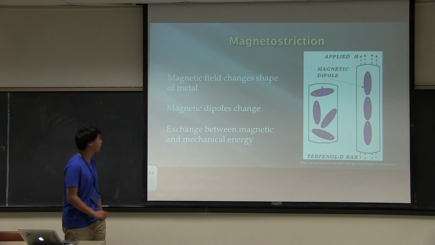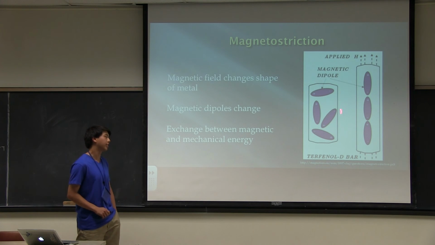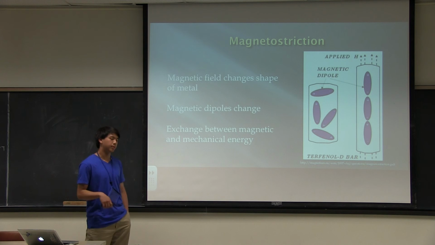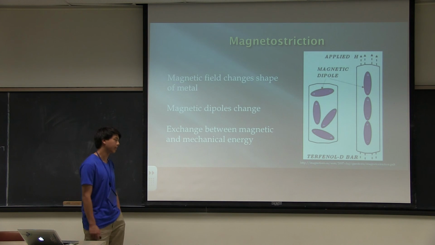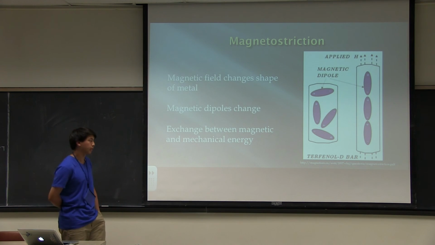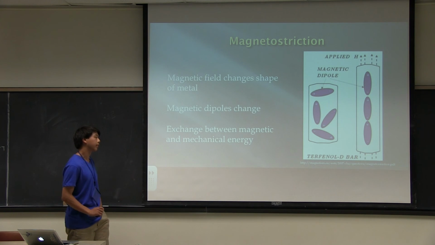Magnetostriction. So Joule discovered that magnetic fields actually change the shape of the magnetic dipoles in a metal, and actually change the dimensions of the metal slightly. And so this is an exchange between magnetic and mechanical energy, another way to prove the first law of thermodynamics. Terfenol-D is just an alloy that we'll talk about later. It's used in application for this discovery, magnetostriction.